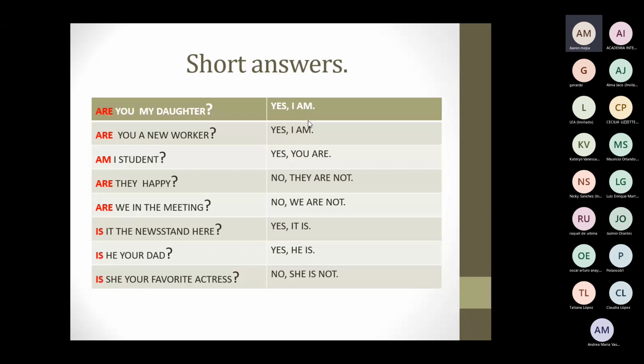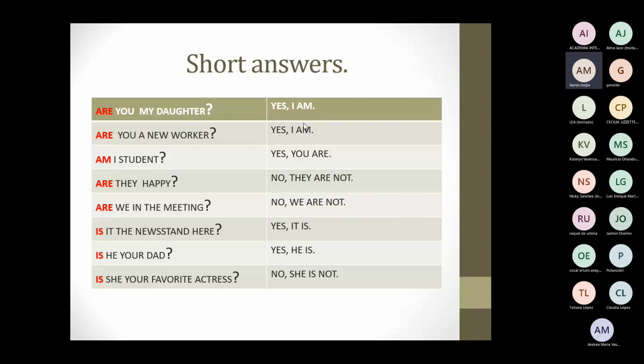Are you my daughter? No, I'm not your daughter. Okay, good. The next one. Are you a new worker? No, I'm not a worker. Okay. Number three. Am I a student? Yes. You are a student. Okay, good. Number four. Are they happy? Yes, they are happy. Okay, the next one.